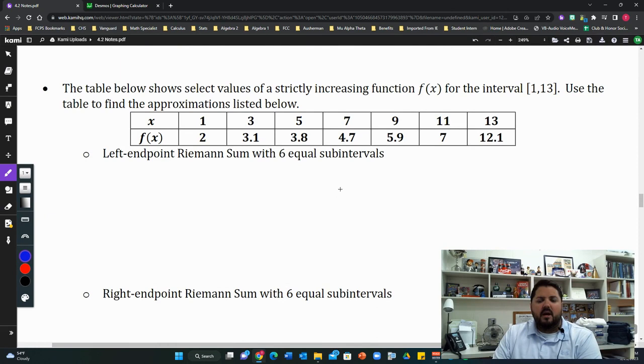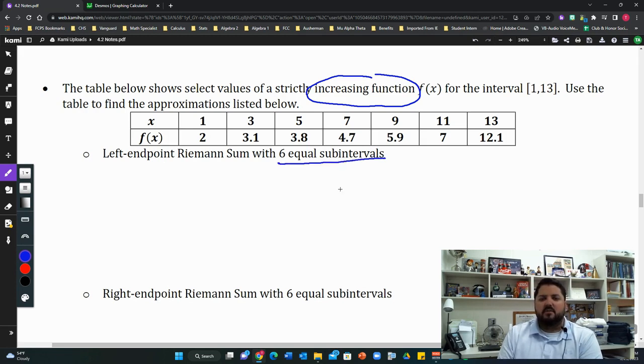All right, so now let's take a look at another way of presenting our information. The table below shows select values of a strictly increasing function f of x. That would be helpful in determining what kind of approximation we're making, either over or under, for the interval of 1 to 13. So rather than giving you an equation or a graph where you can see all the different points for that interval, I'm just going to give you a select number of points.